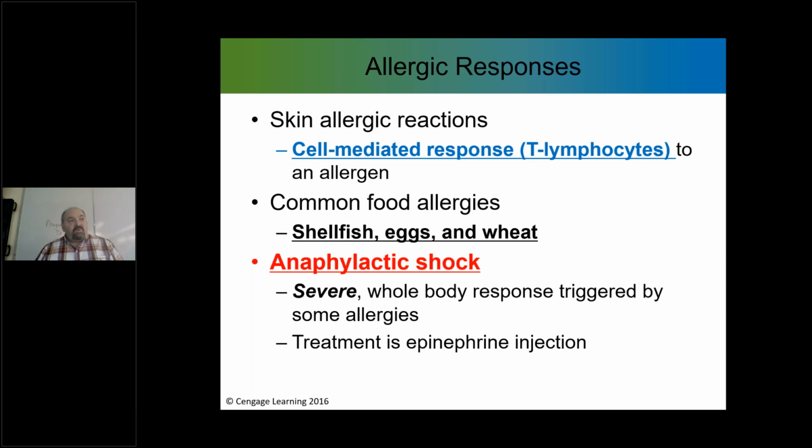All right, so we talked about the cell-mediated response, that's the T lymphocytes. So skin allergic reactions, right? You can have a reaction where you start to itch, where you start getting bumps and hives as a result of an interaction with something that's making you allergic. You'll see here food items like shellfish, eggs, wheat. How about peanuts? These are very common allergens. That term anaphylactic shock, that's the severe allergic reaction that can occur. This can lead to death, folks, if not taken care of.